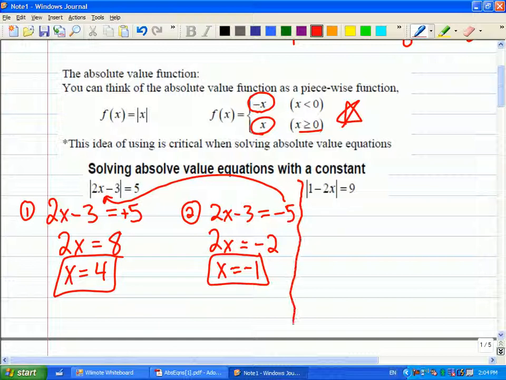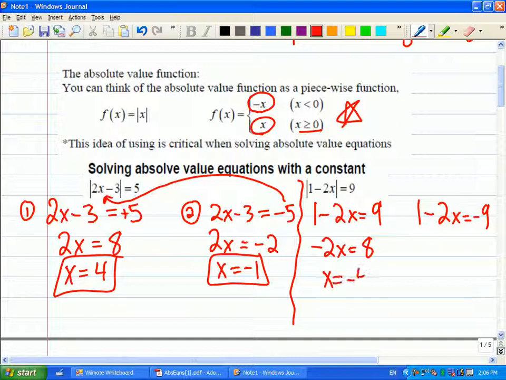Try solving this equation: the absolute value of 1 minus 2x equals 9. Again, if you think about there being one positive case and one negative case, you end up with two equations. This will give me negative 2x equals 8, so x equals negative 4. And on this side, it's going to give me negative 2x equals negative 10, so x equals 5. So those are the solutions for this equation.